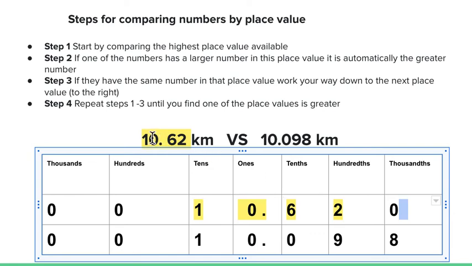So what I'm telling you here is that 10 kilometers and 62 hundredths of a kilometer are greater than 10 kilometers and 98 thousandths of a kilometer. So once again, don't get confused. Just because one number might have more decimal digits, don't assume that it is automatically the larger number. I hope that makes sense.